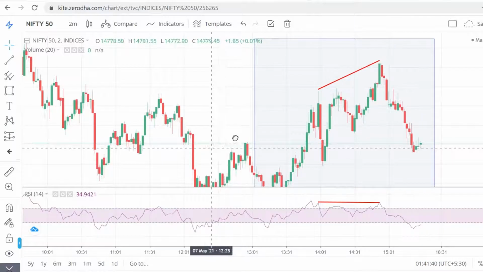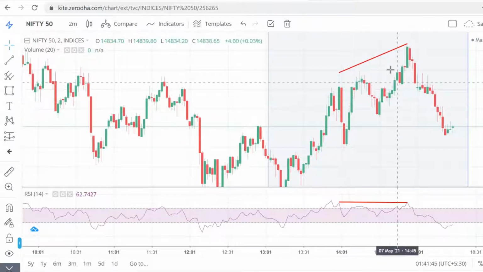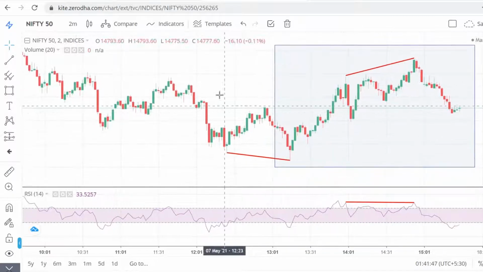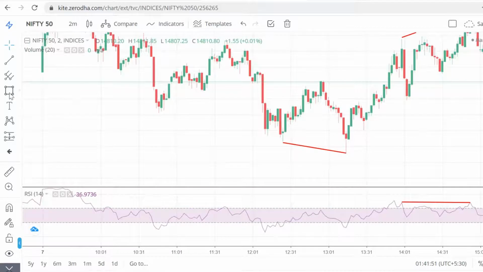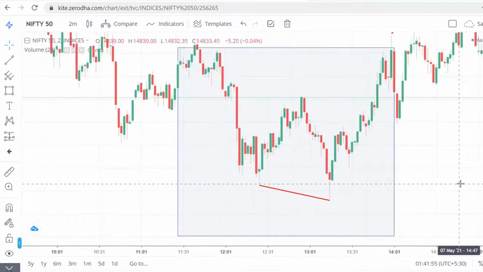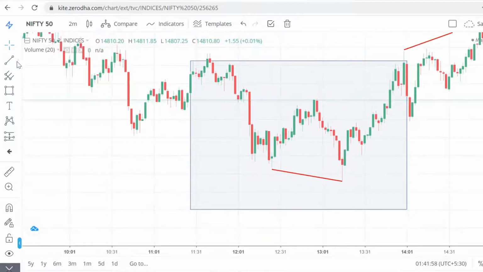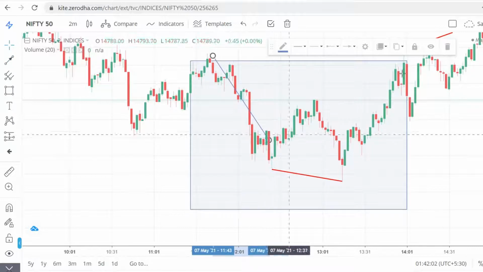I'll show you one more example. Okay, that was on a bullish way. This is basically on the 7th, I think yesterday's one. Okay, and this zone I will be talking about right now. What am I doing here? What are other traders doing?